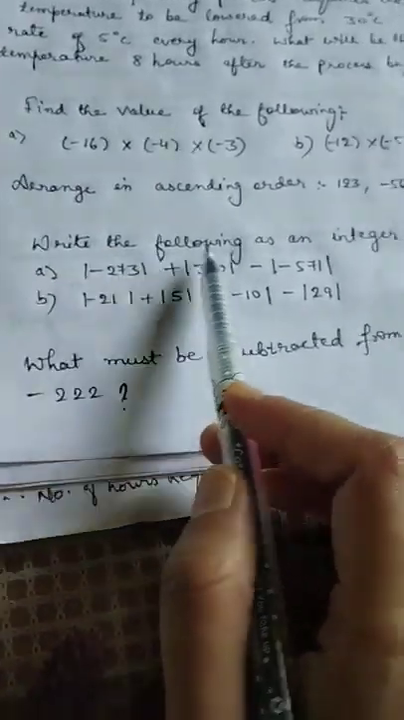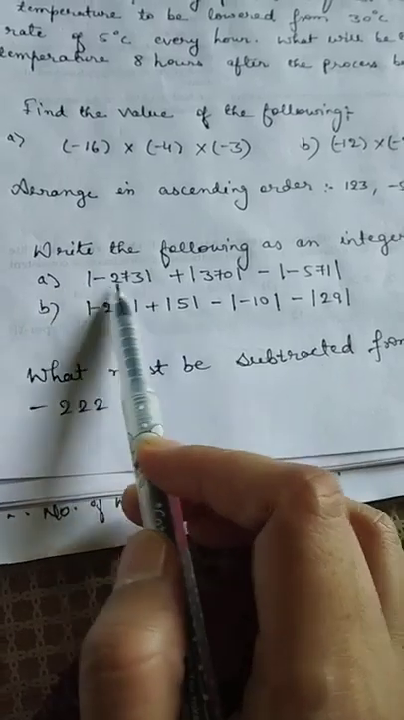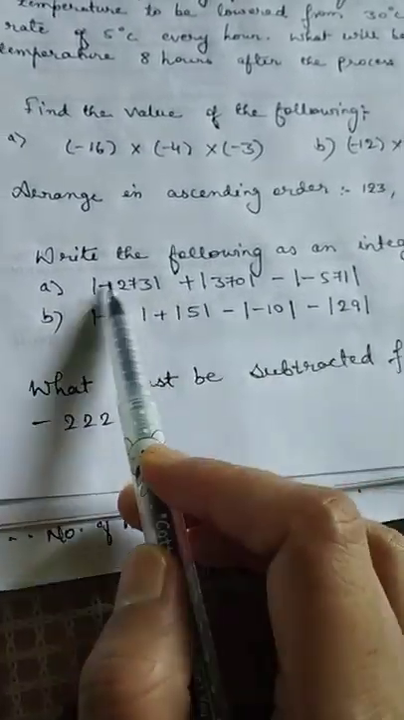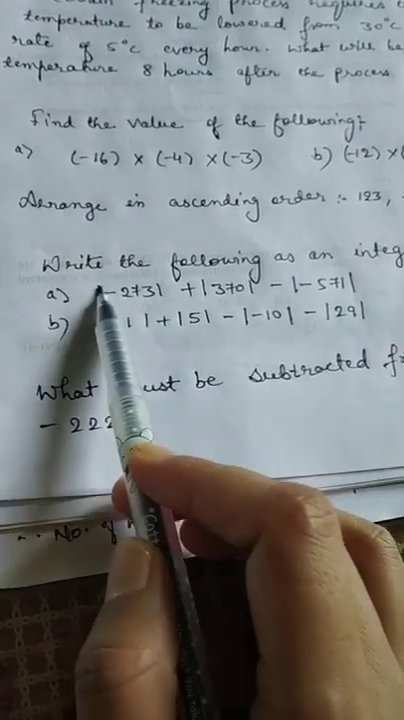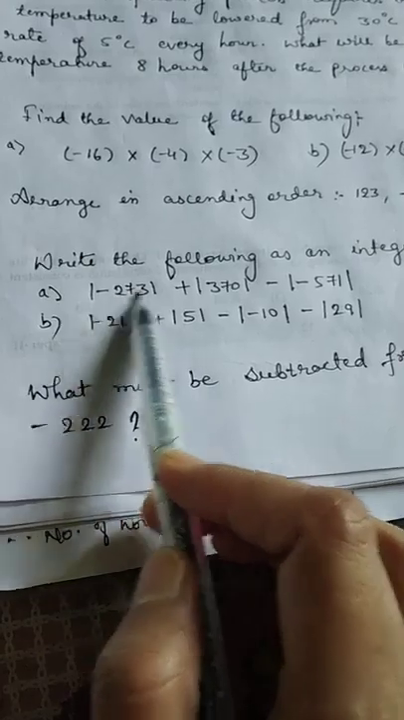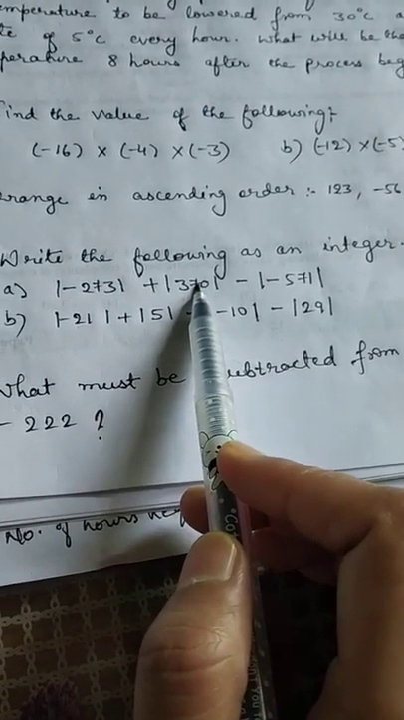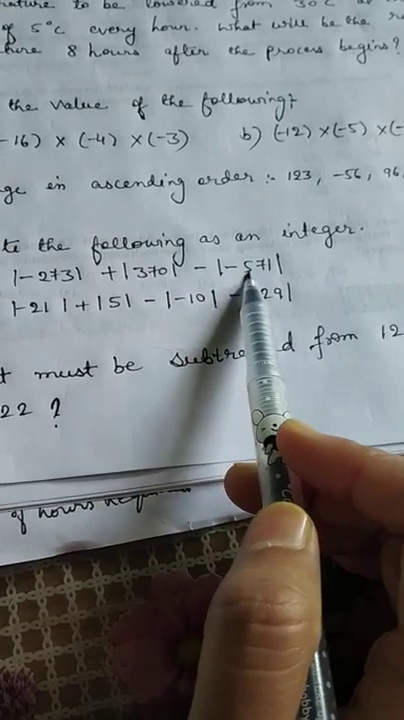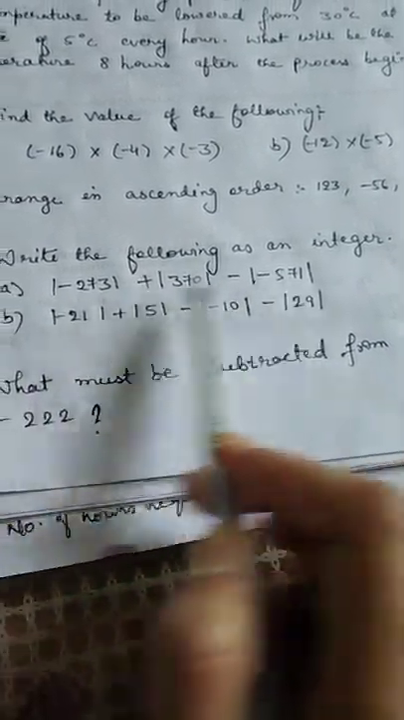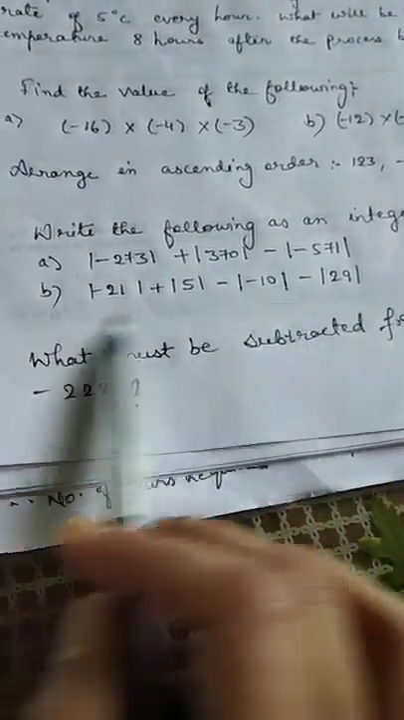Question number 7, write the following as integers. Yes, this is the absolute value. You have to find out first its absolute value and then add it or subtract it. When this number comes out of the modulus, what will be the absolute value? 273. Positive will remain positive, but the negative will become positive when it comes out of the mod, and then add or subtract it. Okay. Similarly, this one also.